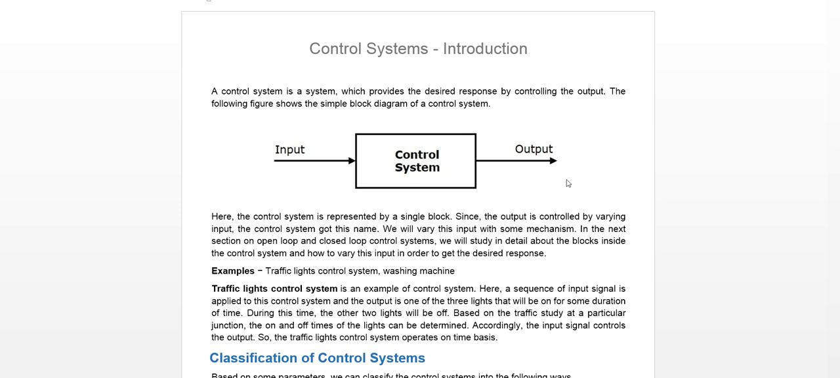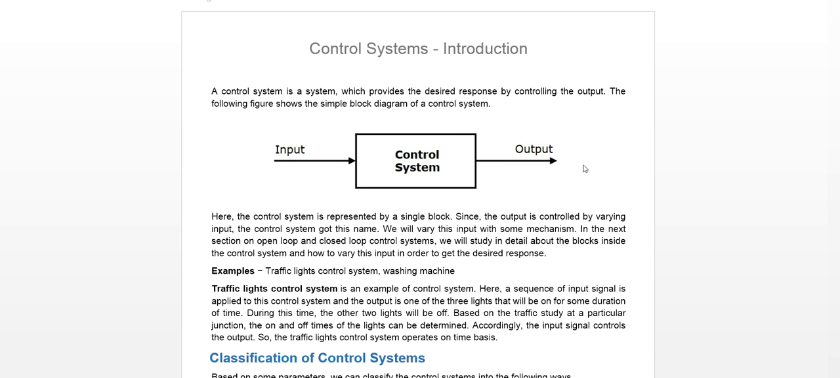Here the control system is represented by a single block, and since the output is controlled by varying the input, the control system got this name. We will vary this input with some mechanism, and in the next section, we are going to have the open loop and the closed loop control system.